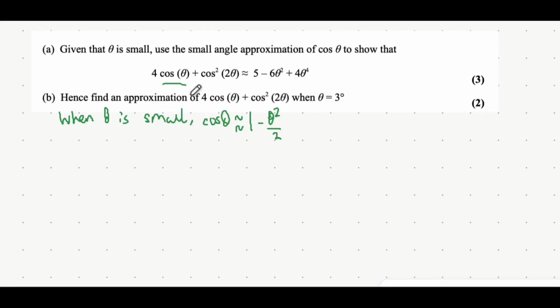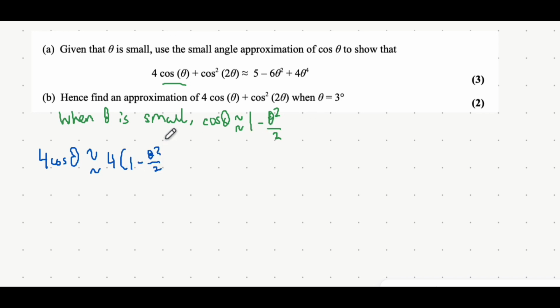Question, we're going to have a look at using this specific small angle approximation to show the left hand side can be rewritten as the right hand side. So straight off the bat, we want to replace both of these terms with this approximation. 4 cos theta is what you get when you multiply, so we can say it's approximately 4 multiplied by everything on the right hand side of this equation.